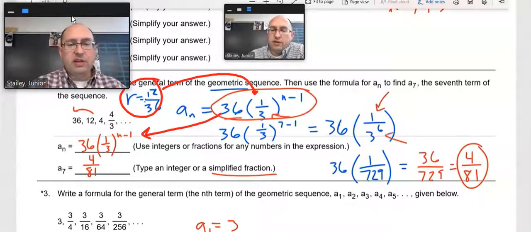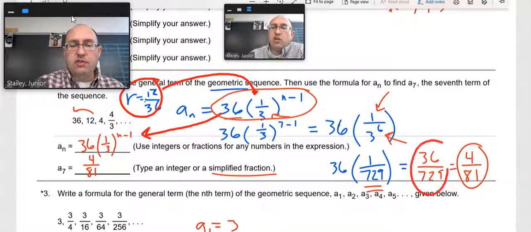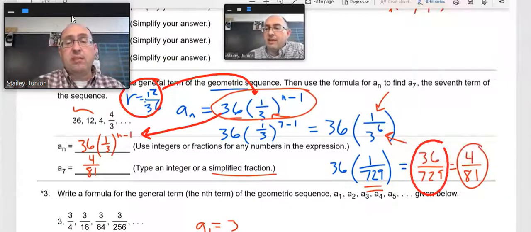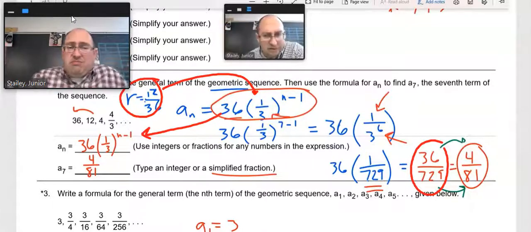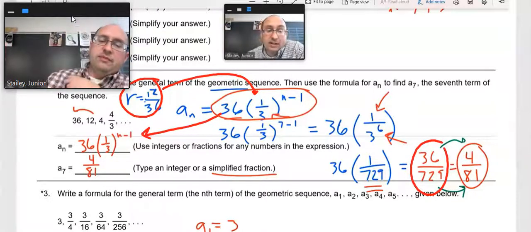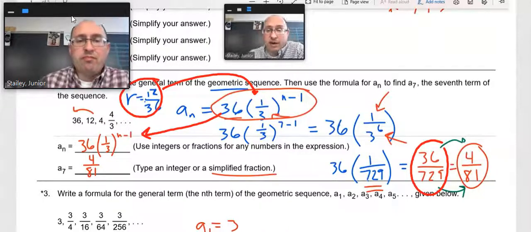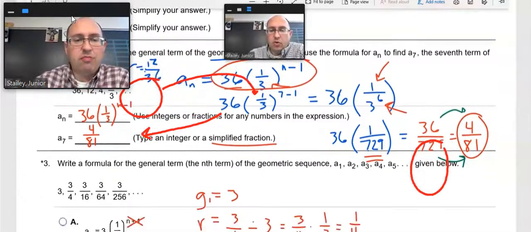Yep, and then I plug in a 7. And 1 to the 6th is easy. 3 to the 6th is 729. And then if I take 36 over 729, I know that 9 goes into the top and the bottom, and that gets me 4 over 81, which is not reducible anymore, right? 4 over 81, that's as simple as it gets. Just took a 9 out. You're just reducing it, that's all.